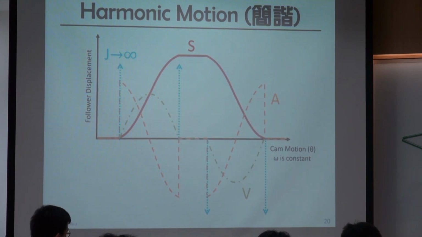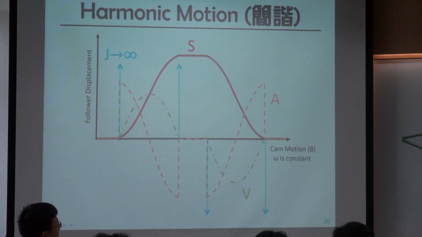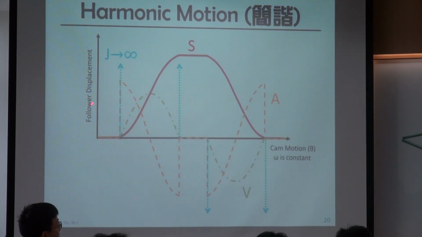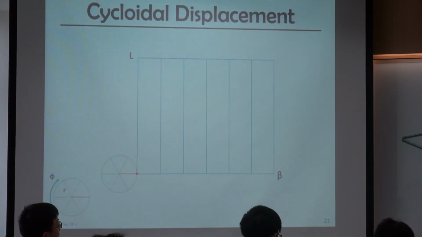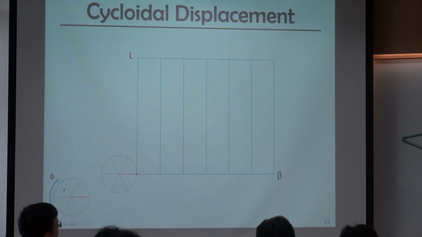Any question for this one? So we'll continue to explore if there are any options we can use as the curve to connect these two points. Maybe we can find another curve to connect these two points, and that can satisfy all these conditions to make the jerk not infinite. So here we are going to introduce another type of curve. It's called cycloidal curve. Here's displacement, so we call it cycloidal displacement.